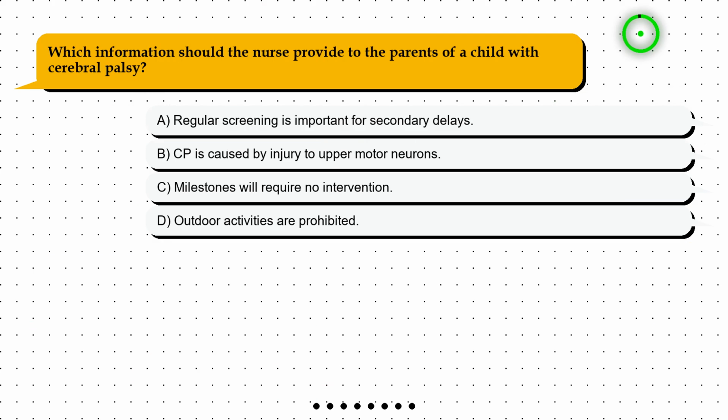Question 3. Which information should the nurse provide to the parents of a child with cerebral palsy? Option A. Irregular screening is important for secondary delays. Option B. CP is caused by injury to upper motor neurons. Option C. Milestones will require no intervention. Option D. Outdoor activities are prohibited.